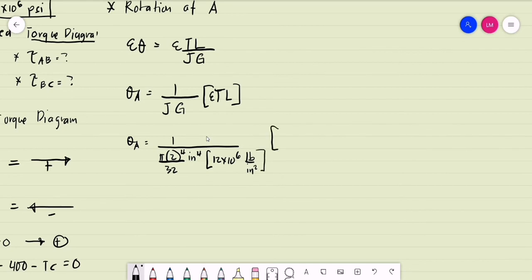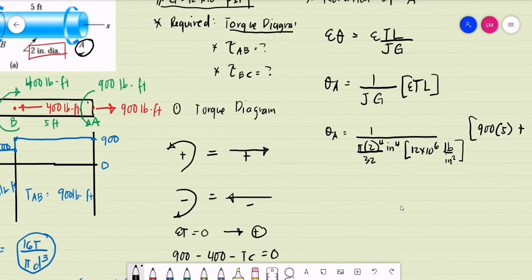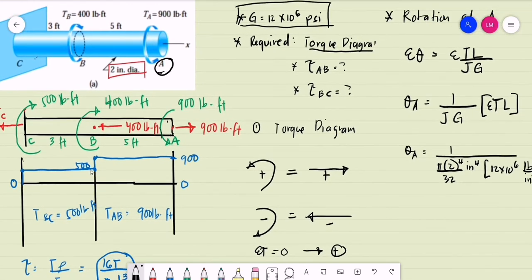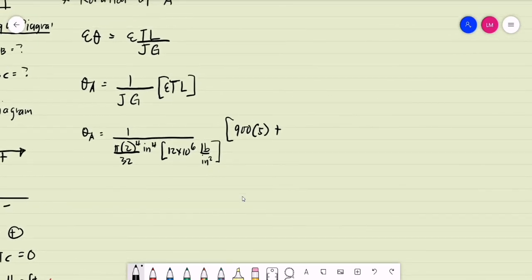So the torque for segment AB is 900 pounds-foot, then multiplied by the length, 5 feet. Then plus, for segment BC, we have a torque of 500 and a length of 3 feet. So they are both positive based on our torque diagram. So that is plus 500 pounds-foot multiplied by 3 feet. So the unit of our numerator will be in terms of pounds, feet squared.